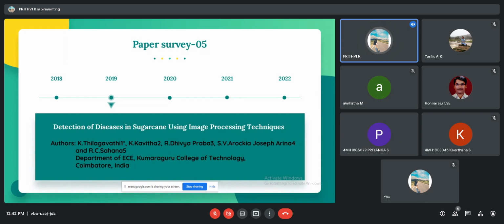Thank you, Priyanka. This paper is about detection of diseases in sugarcane using image processing techniques, and the authors are K. Tilagavati, Kavita, Divya Prabha, Arokia, Joseph Arena, and Sahana. This study focuses on detecting various sugarcane diseases using digital image processing and developing a web application for the farmers. The system collects the images of the leaves and processes them by means of adaptive histogram equalization.